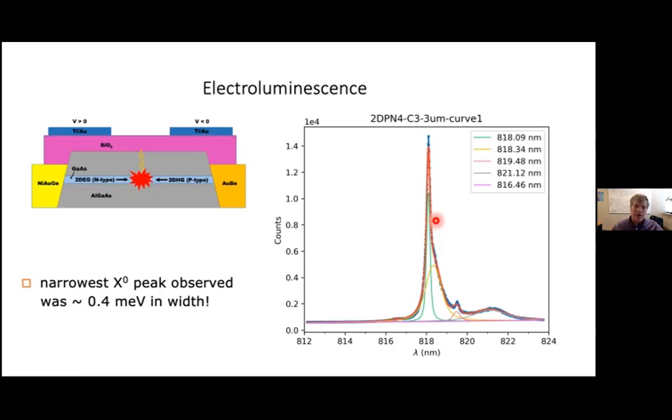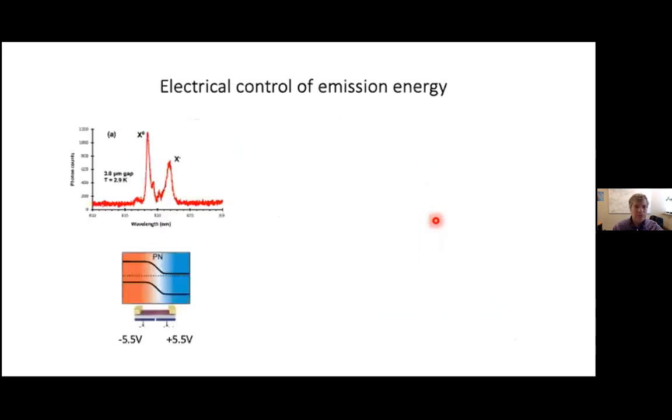Now, the narrowest neutral exciton peak that we've observed was about 0.4 millielectron volts in width, which is really, really narrow. We think this may be one of the narrowest observed in the literature. And we think that it's the high quality of the heterostructure material and the lack of dopants that are part of the reason for this. Now, in some experiments, interestingly, we observed 2 well-separated peaks, which we tentatively label as X0 and X minus, neutral and charged excitons. The X minus is at a lower energy or higher wavelength due to the binding energy of the additional electron.